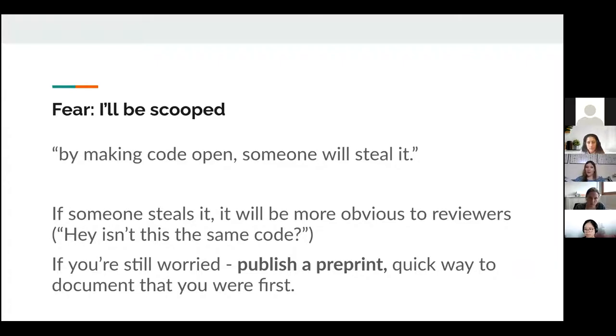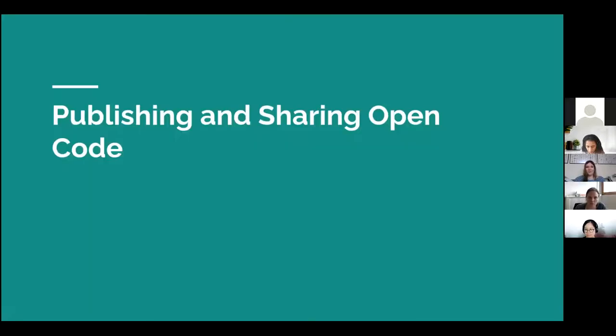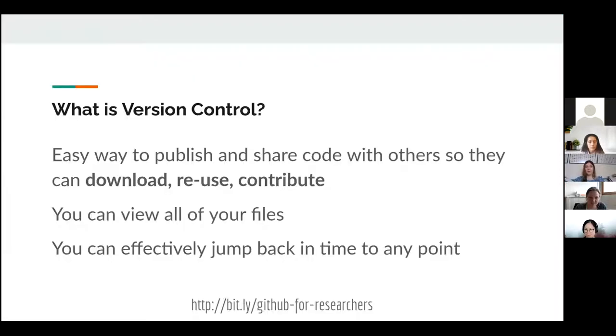And if you're still worried, I've heard some people saying that they publish preprints as a way to document that, hey, they were first to write the software and to really make sure they stake their claim on that software. So don't worry about that. Just work in the open. It's better for the community. It's better for the world, and it's good for science. Publishing, sharing open source code.